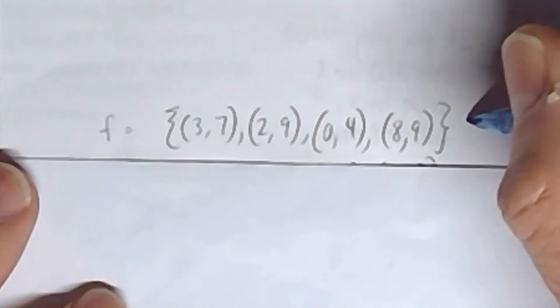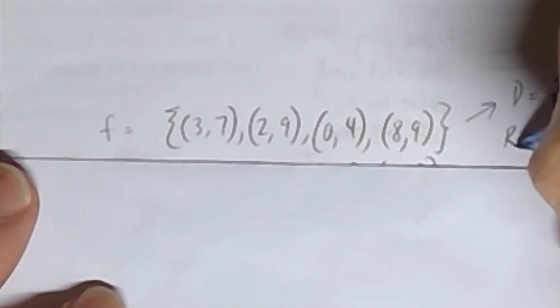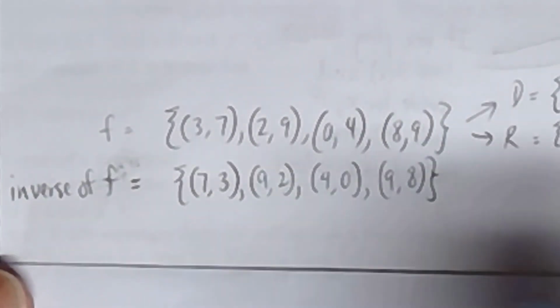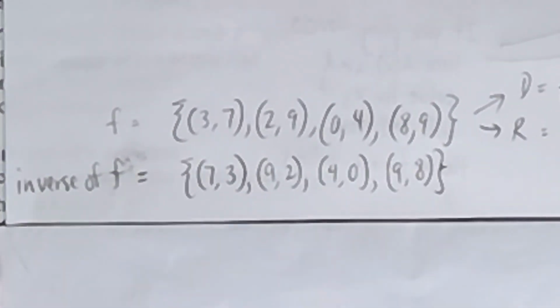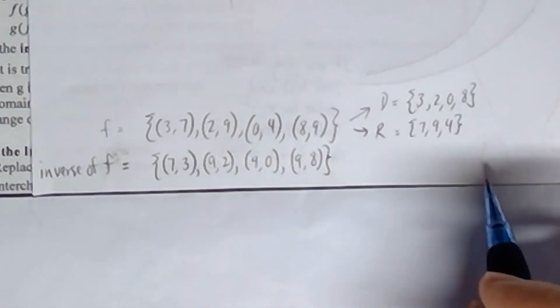So here, let's take a look. The domain here would be, let me write it down, 3, 2, 0, and 8. The range would be 7, 9, and 4. You don't need to say 9 twice. One for each one is fine. Now, here's how the inverse works, you guys. The way the inverse works is that you take, I'm sorry, that fell off the screen there. There we go. So I got my domain and range there.